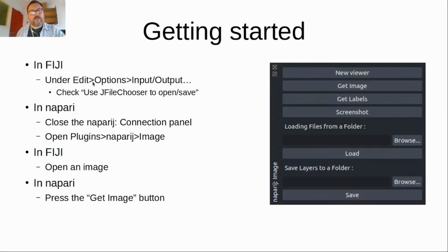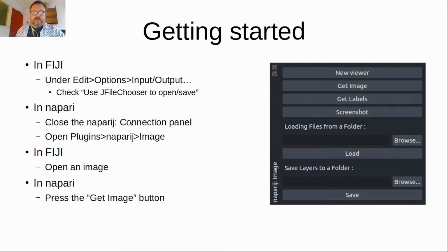There's one more thing that you have to do. You have to tell FIJI to use the J file chooser instead of the native file dialog, because when the native file dialog comes up, Napari and FIJI will both crash. But with the J file chooser, everything works fine.